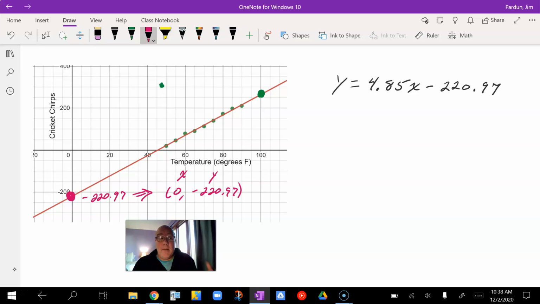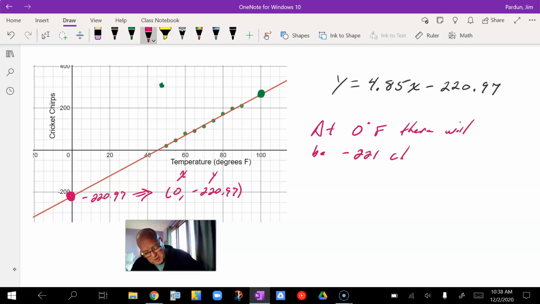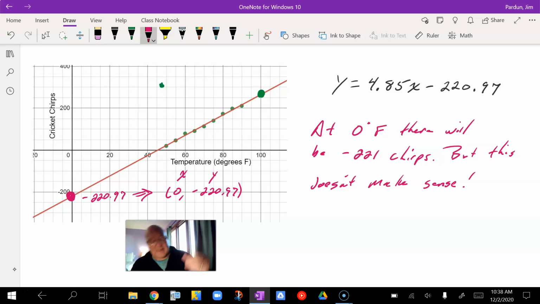Doesn't make a lot of sense. But that's how I interpret this in terms of the problem. Now, is it going to get to be 0 degrees? Sure, it can be 0 degrees outside, but can I have negative 221 chirps? I can't. So that's the way it gets interpreted. At 0 degrees Fahrenheit, there will be negative 221 chirps approximately. But this doesn't make a lot of sense. But that's the way I can interpret it.